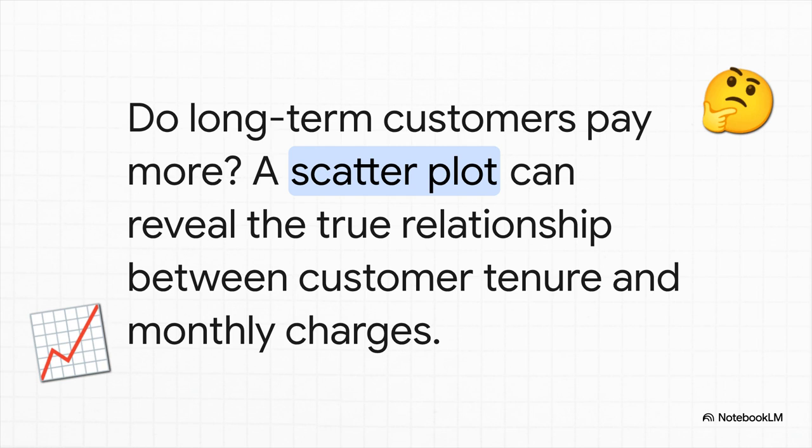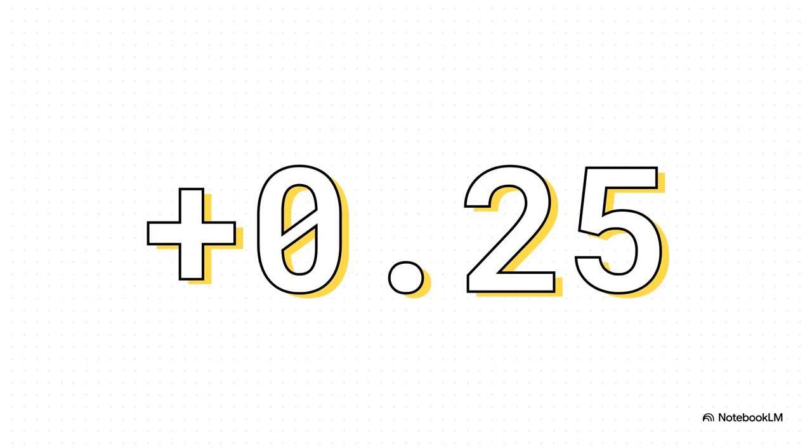Picture a graph. Along the bottom, we put how long customers have stuck around, that's their tenure, and up the side, we put what they pay each month. The perfect way to see this all at once is a scatter plot. It's kind of like looking at a constellation made up of thousands of individual customers. And here's the big reveal from the data, a correlation of positive 0.25. Now, what on earth does that actually mean?